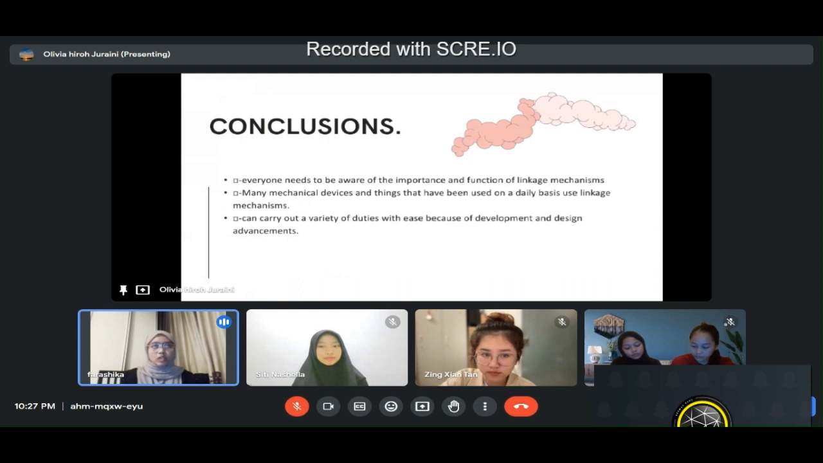Next. So the conclusion about this linkage is that everyone needs to be aware of the importance and function of linkage mechanisms, because many mechanical devices and things used on a daily basis use linkage mechanisms. So they can carry out a variety of duties with ease because of development and design investment. That's all from me.